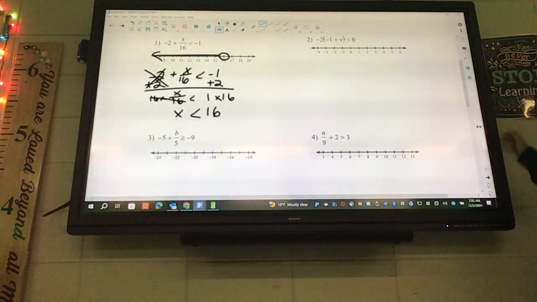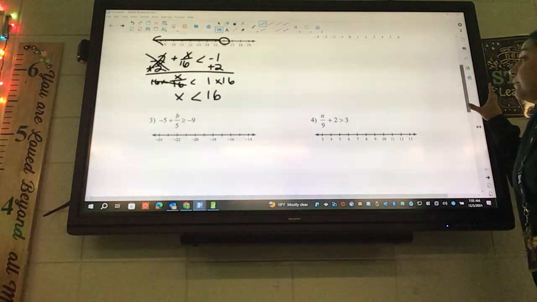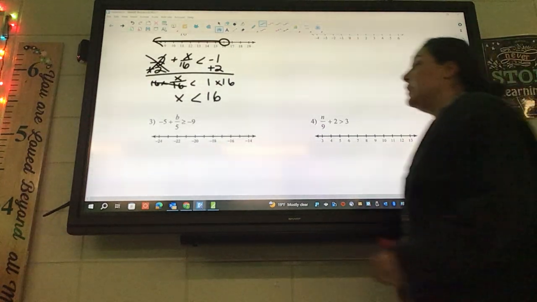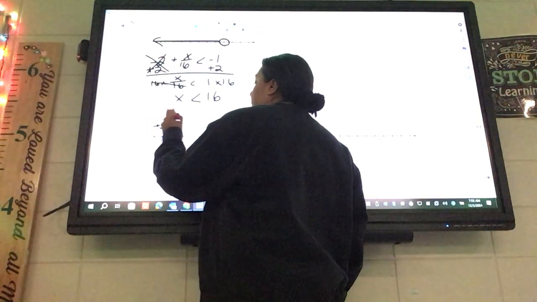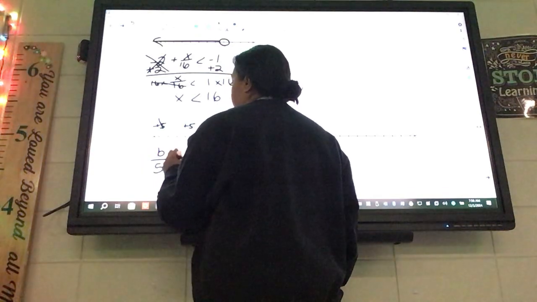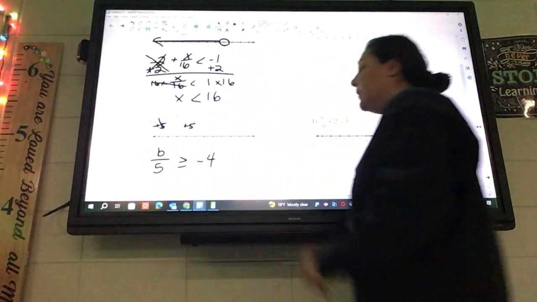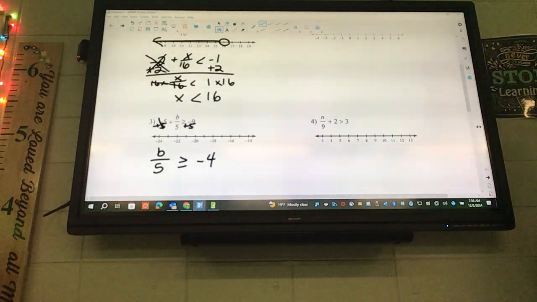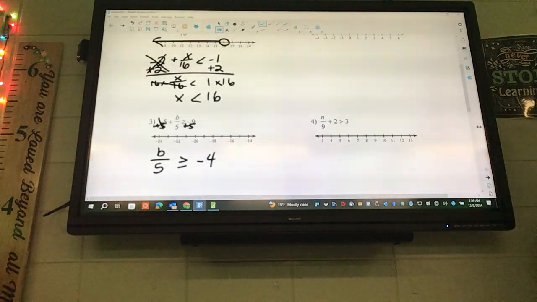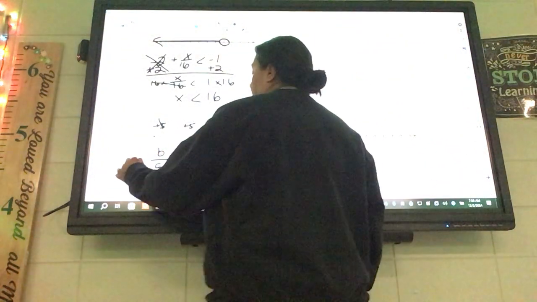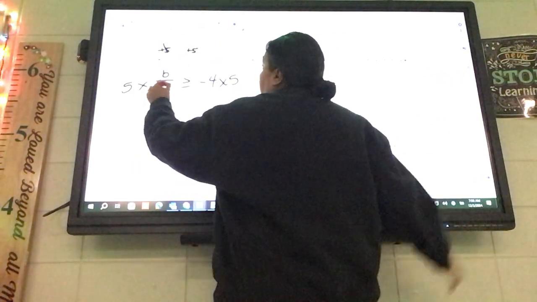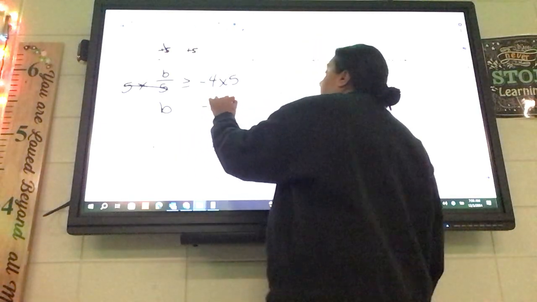Number 3. Who's the kid? The -5. So how do I move a -5? Plus 5. So I'm going to add 5 on both sides. I'm going to get b over 5, and that's going to give me a -4. And then what needs done? You have to multiply both sides by 5. So I got -20.